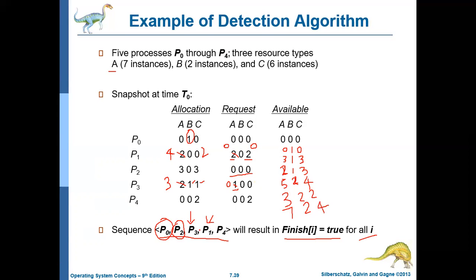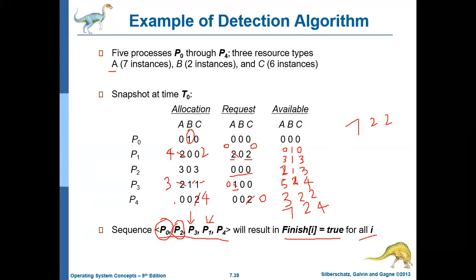Now finally P4 will execute. P4 needs 2 instances of C. Can it be granted? Yes, because 002 is less than 7 2 4. If its request is granted, then this 7 2 4 will become 722, and this 2 will become 0, because the request is satisfied, and this 2 will become 4, because 2 more resources were allocated.